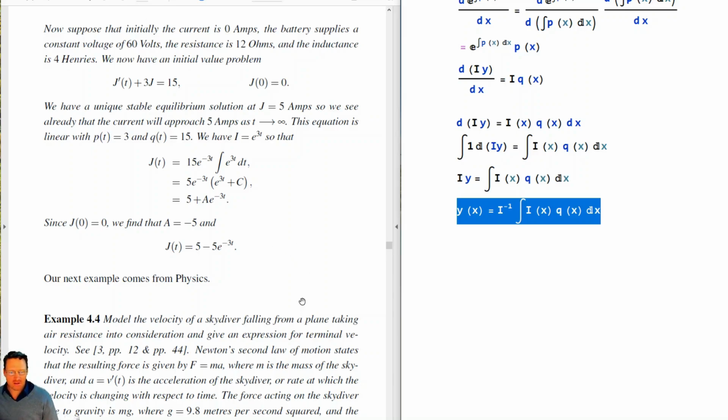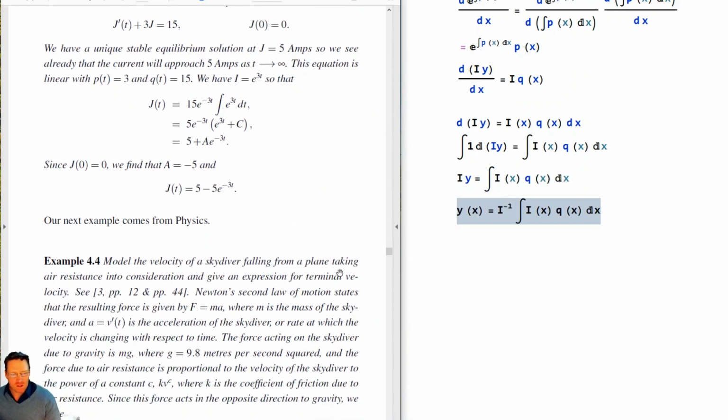All right, so let's have a look now at another example from physics. Suppose we're going to model the velocity of a skydiver falling from a plane, taking air resistance into consideration. So we would expect then that the terminal velocity would be in play. Okay, so we're going to give an expression for terminal velocity. So this comes from citation number 3 in the references, and page 12 and page 44 of that book.